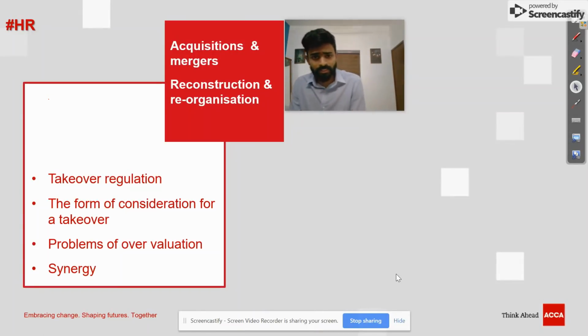Another theoretical area that is expected from this valuation and mergers area is takeover regulation. There are so many rules in different countries, but on a general basis, there are some common rules which are explained in our textbook, for example: squeeze out rights, sell off rights, and the principle of equal treatment.